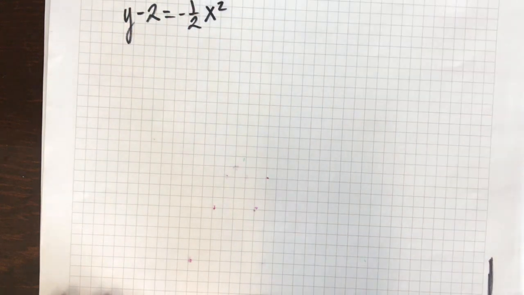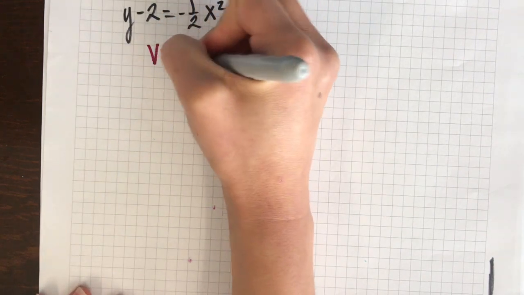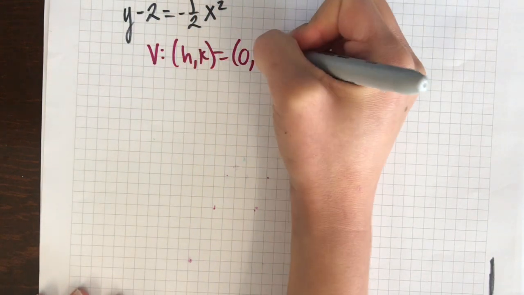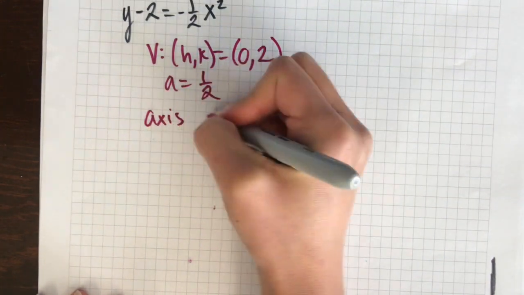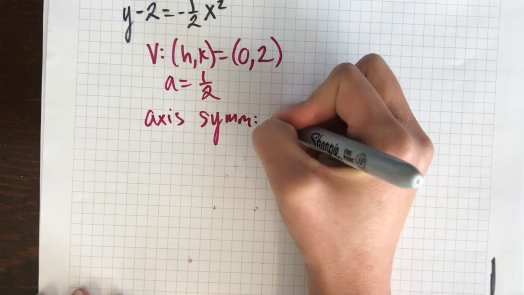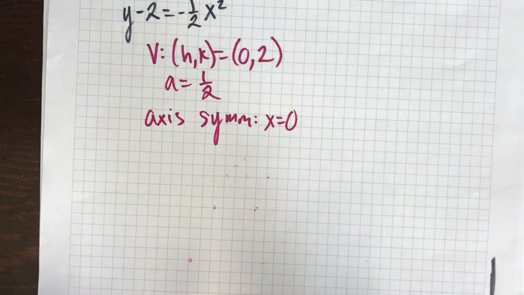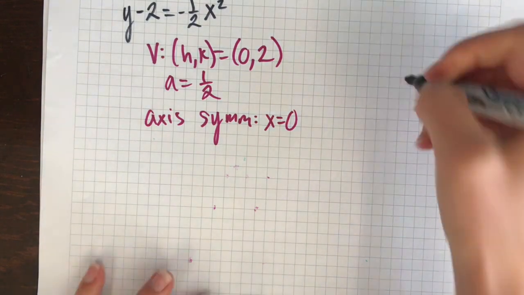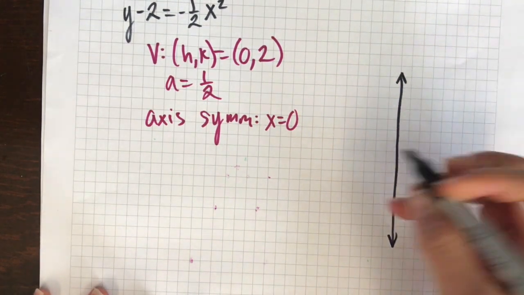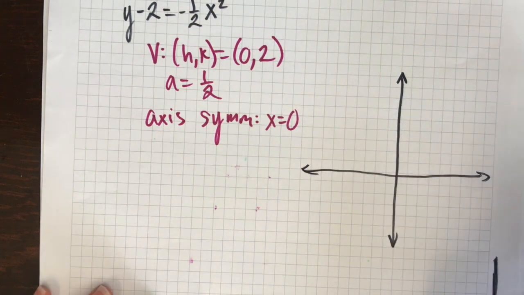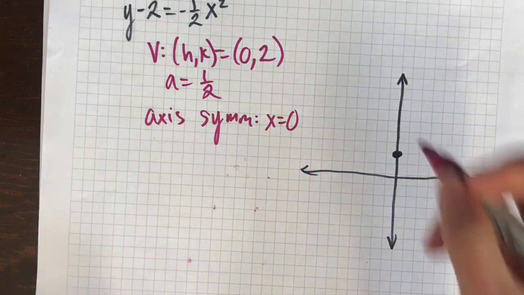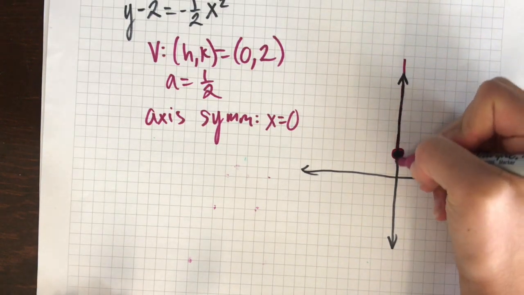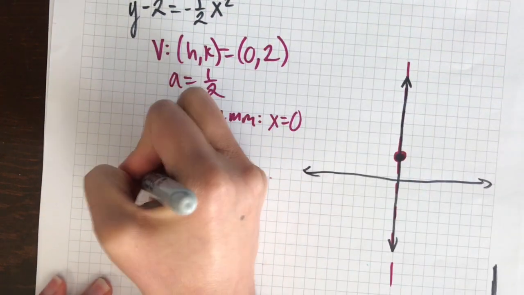Okay, so we have y minus 2 is equal to -1/2 x squared. So now we finally have a negative a value, and we're going to figure out what to do with it. So I know that the vertex h comma k is going to be 0, 2, and my a is equal to -1/2. Right there I've written a equals 1/2, but I need to make sure that I have the correct sign with a. It should be -1/2. And then my axis of symmetry is going to be x equals 0, because it's always x equals h.